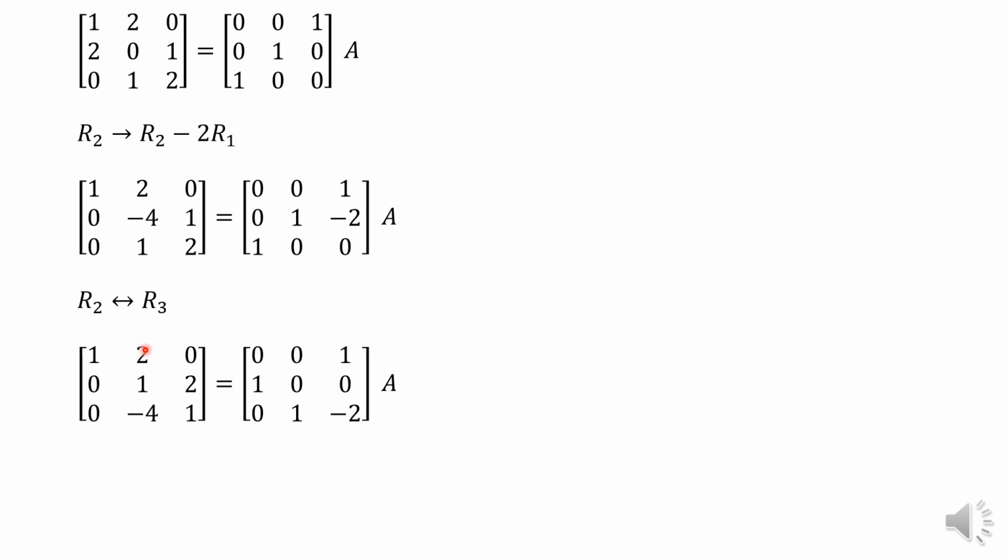See, to make this element 2 equal to 0, you see the 2 is in row 1 place, so what I do is I multiply the second row by 2 and subtract it from the first row, R1 minus 2 times R2. Therefore this element now becomes 0. Therefore the operation is R1 changes to R1 minus 2 times R2, then this element becomes 0.